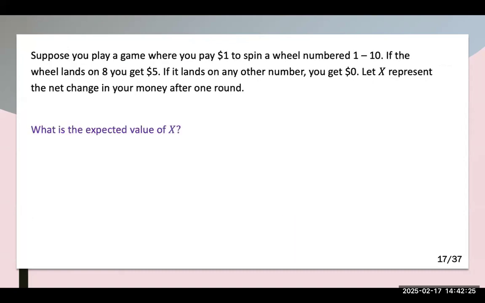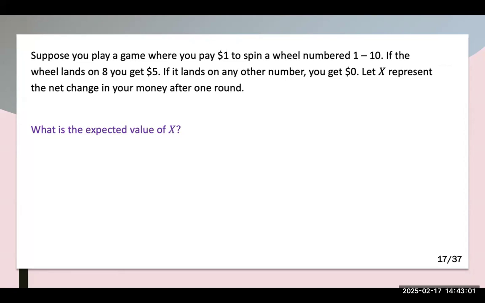Let's try one more. Let's say we play a game where we pay $1 to spin a wheel numbered 1 through 10. If the wheel lands on 8, you're going to get $5. So you're paying $1 to play, and you're going to get $5, which means you make a profit of $4. If it lands on any other number, you lose and you get $0. That means you're paying $1, you lose your money. So you make $4 if you land on an 8, and you lose your dollar if it lands on any other number.